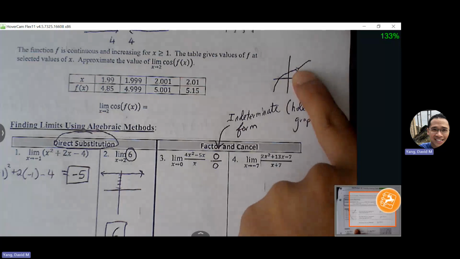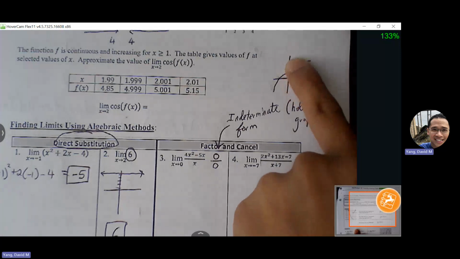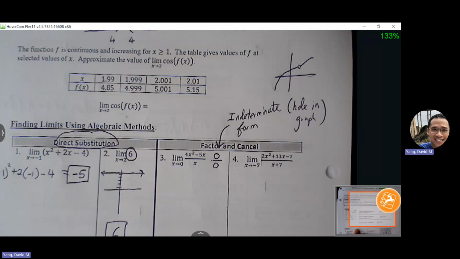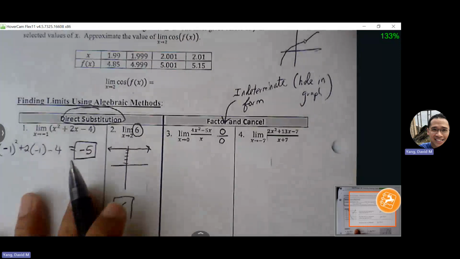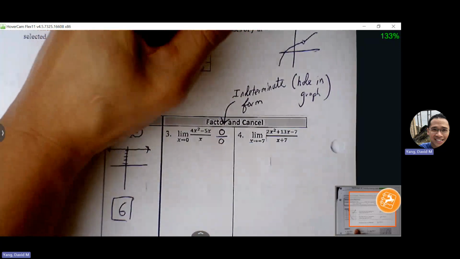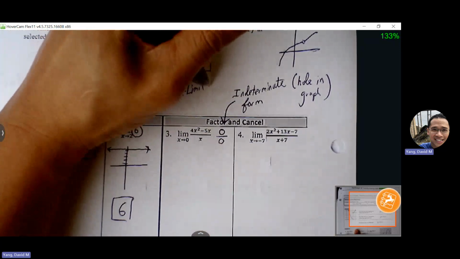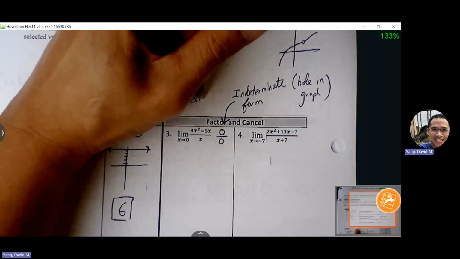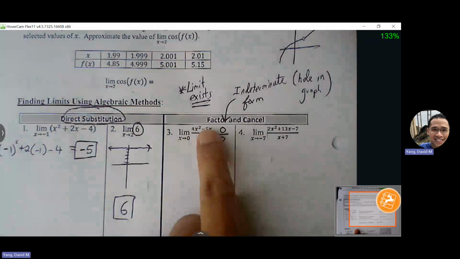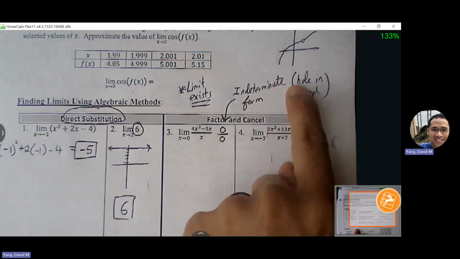So if there's a hole in the graph like this, is the limit going to exist? Yes, because even though that point is undefined, if we put points on either side of that graph, the arrows are both headed towards the same y value. So whenever we see indeterminate form, we have to remind ourselves the limit exists. We just haven't found it yet. We have to explore a little bit deeper. So if you see 0 over 0, visually, that means there's a hole in the graph.